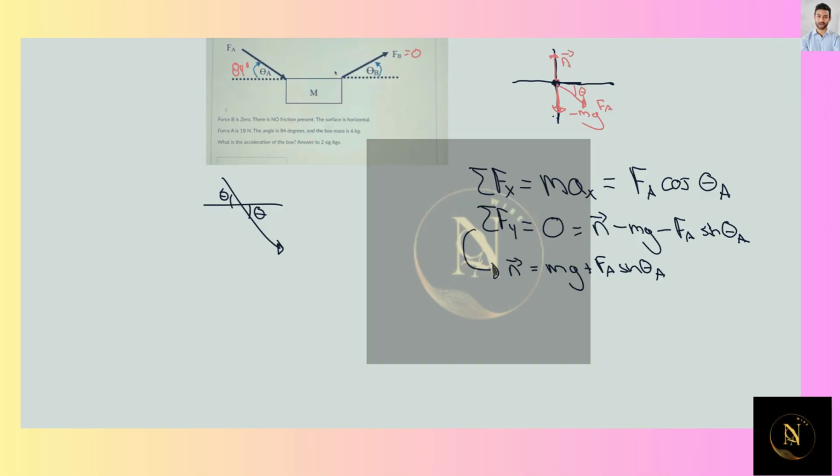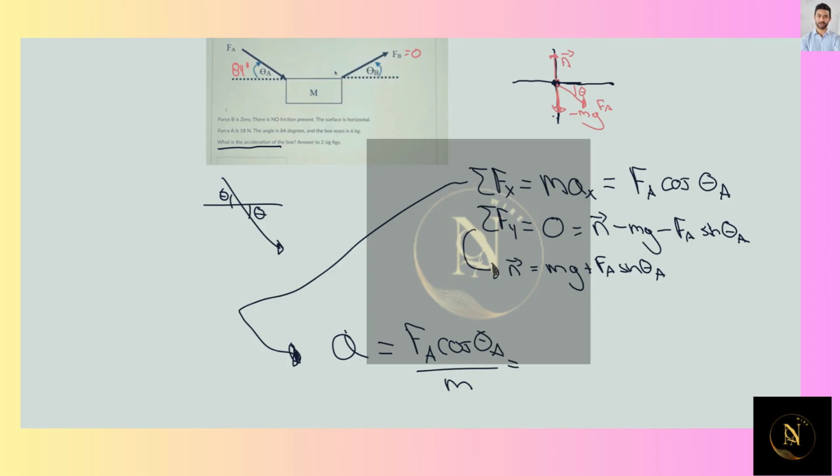In this case, we're concerned about the acceleration of the box. And since the acceleration is only going to depend on the x-coordinate axis, we're going to have that the acceleration is going to be Fa times cosine of theta A divided by the mass. The force acting is 18 newtons. The angle that we're going to have is going to be 84 degrees. And the mass is equal to 6 kilograms. So what we're going to get over here, up to two significant digits, is an acceleration of 0.31 meter per second squared, which is going to be our final answer.